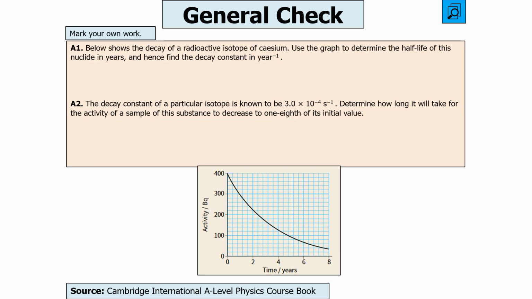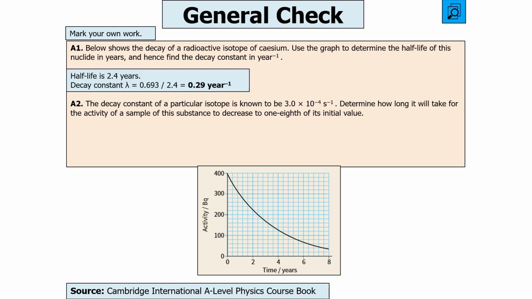Right, we can tell from the graph the half-life is the time it takes to halve, so we go from 400 to 200. So therefore, that's 2.4 years. Decay constant is natural log 2 over the half-life, so therefore it's 0.29 years to the minus 1.